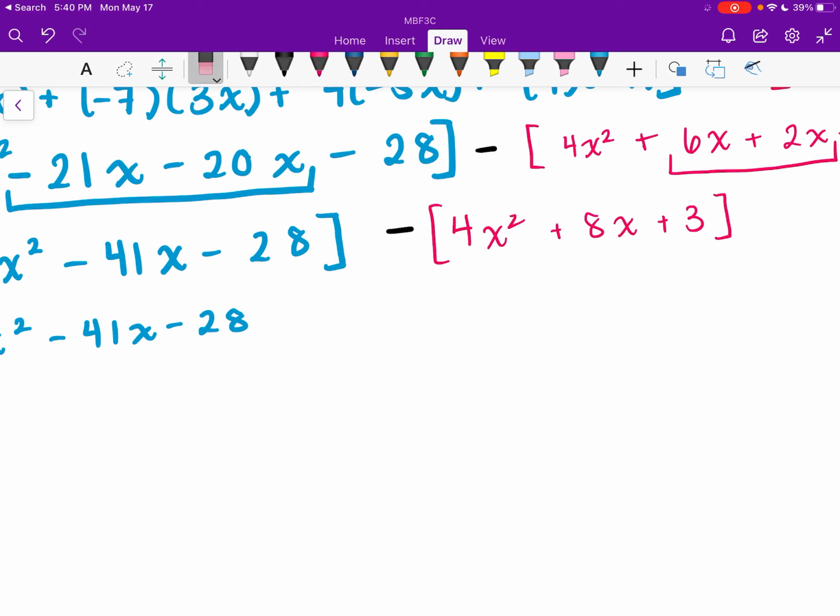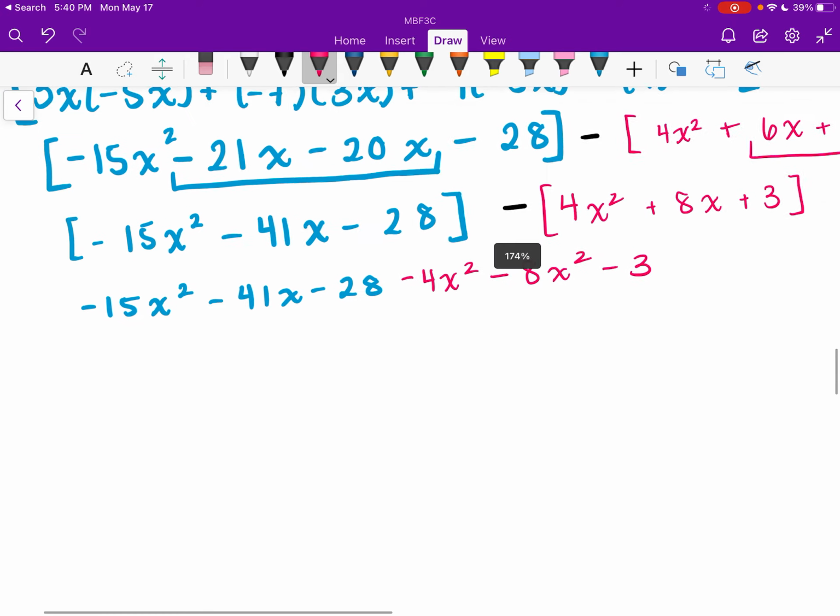When there's a negative sign in front of your brackets, you just change the number inside of the bracket to the opposite one. So for 4x squared, it becomes -4x squared. For 8x, it becomes -8x. For +3, it becomes -3. And that's just because if this had been a -3, it would change it to a +3. Just change it to the opposite sign.